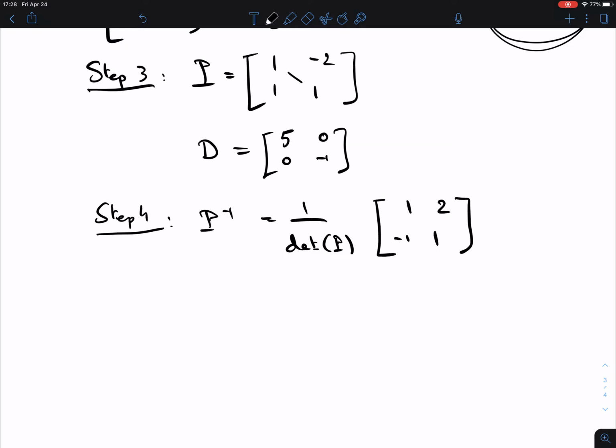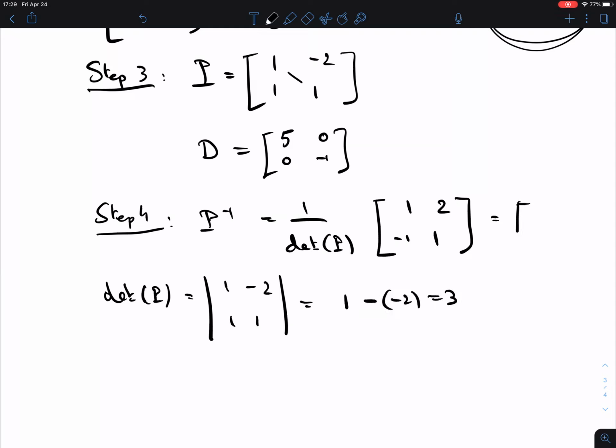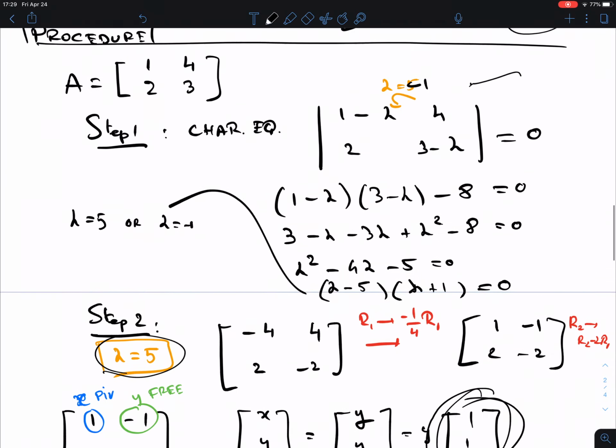And then what's the determinant? So the determinant of P, so that is 1, negative 2, 1, 1. That is 1 minus minus 2, so that is 3. So this would be for the matrix 1/3, 2/3, minus 1/3, 1/3. So let's now work out this product here.